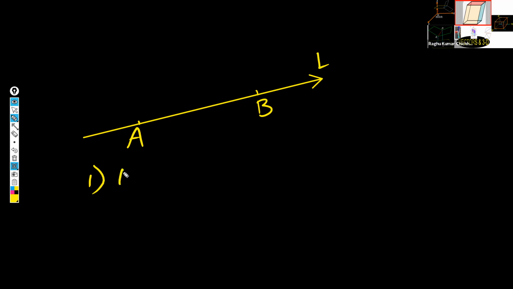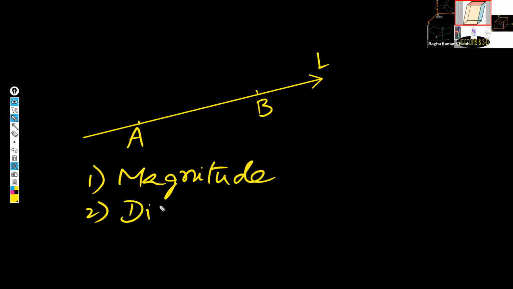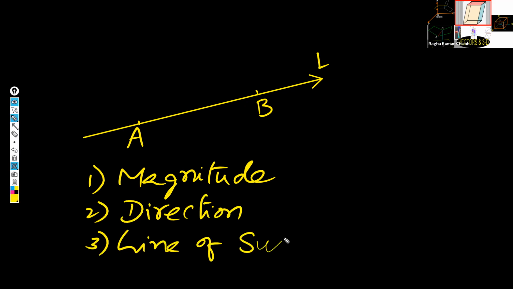So what are they? Number one, magnitude. Number two, the direction, or the sense, we also call it sense. And number three, line of support. So these three can be easily shown on a line. That is the reason why mathematicians have taken a line to represent a vector. It doesn't mean that the vector is always in the form of a line, but it is easy to represent the vector on a line. That is the reason why mathematicians have taken it.